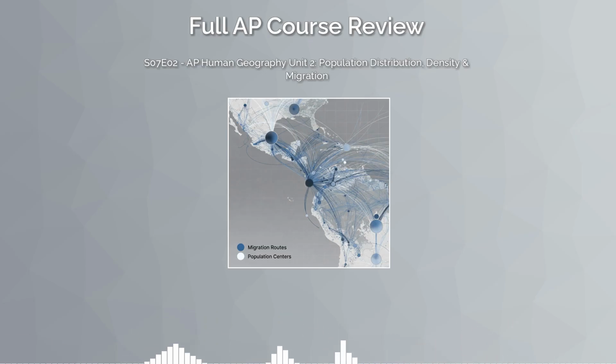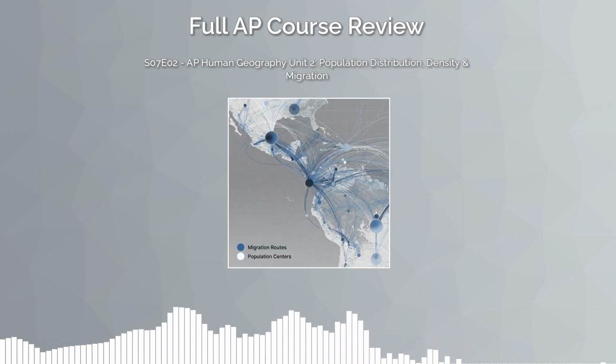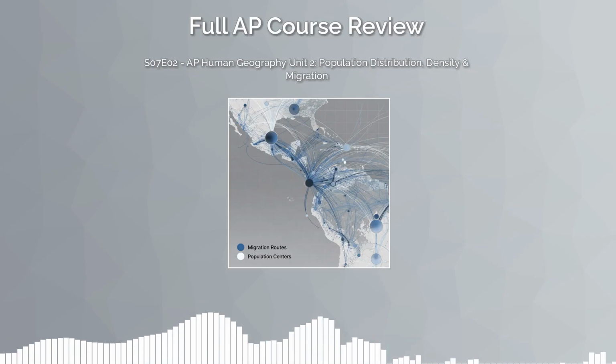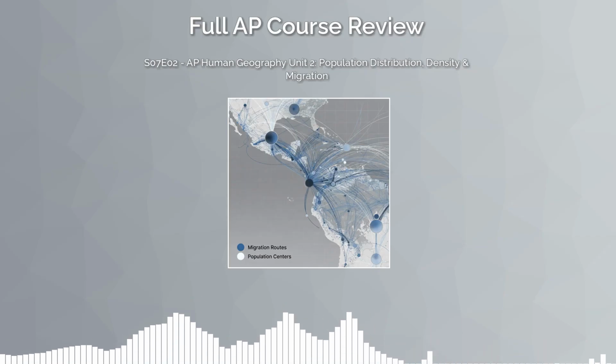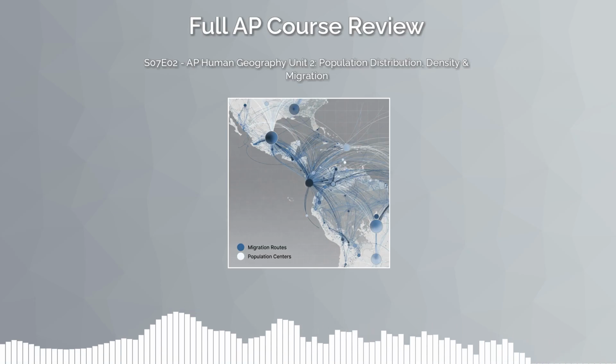On the multiple choice, they'll give you the raw rates and expect you to calculate this. A Stage 2 country might have a rate around 2 to 3%, while a Stage 4 country might be at 0.1 or 0.2%.